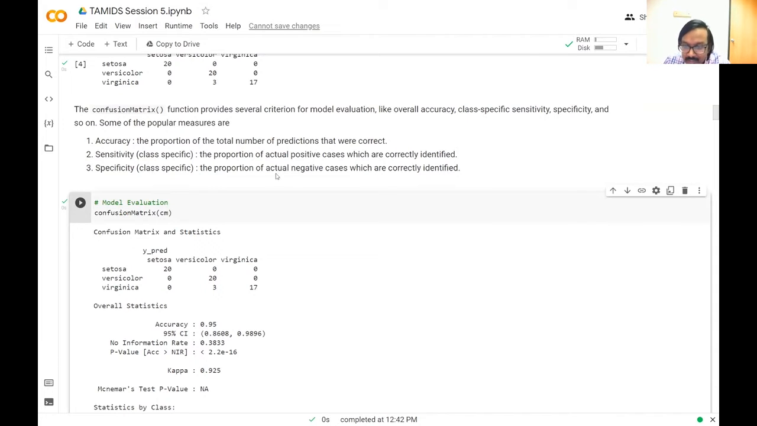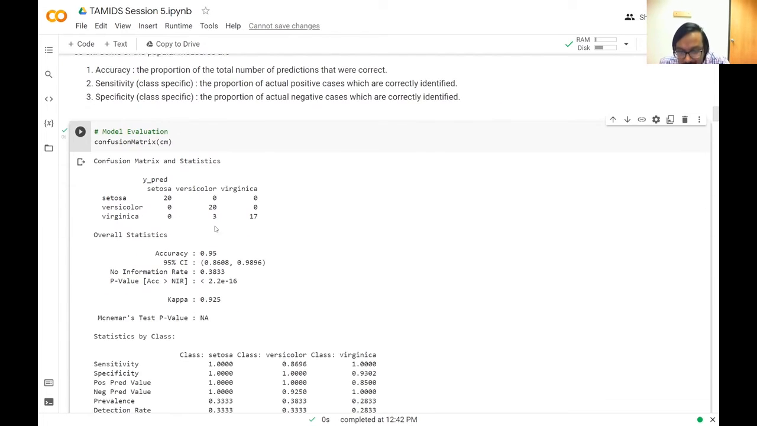On the other hand, specificity concerns the actual negative cases. For class setosa, we are looking at the actual flowers that were not setosa, and the proportion of these cases which were correctly identified to be not setosa. As you can see here, for flowers that were not setosa, we have never made the mistake of saying them to be setosa. But for versicolor, there were 3 cases where they were not actually versicolor, they were virginica, but we predicted them to be versicolor.